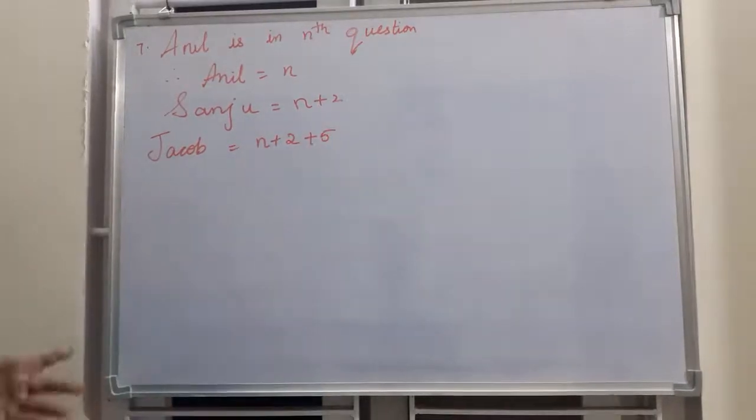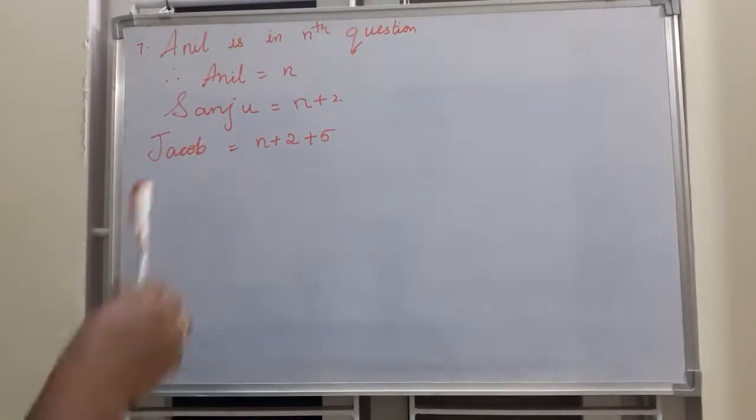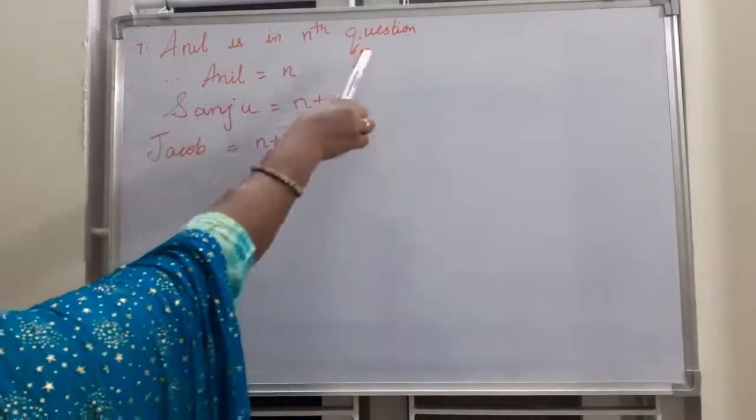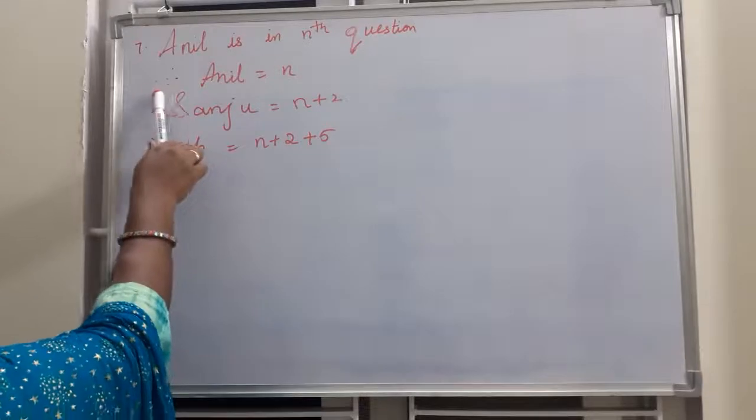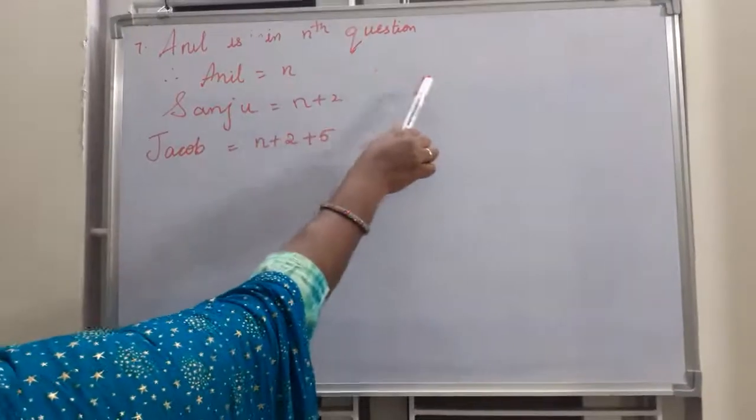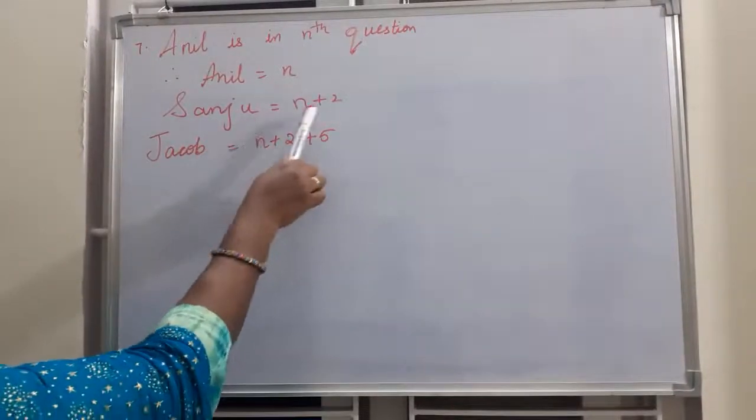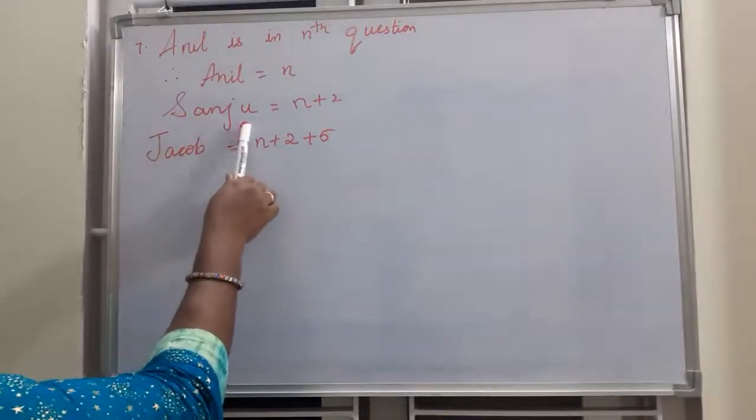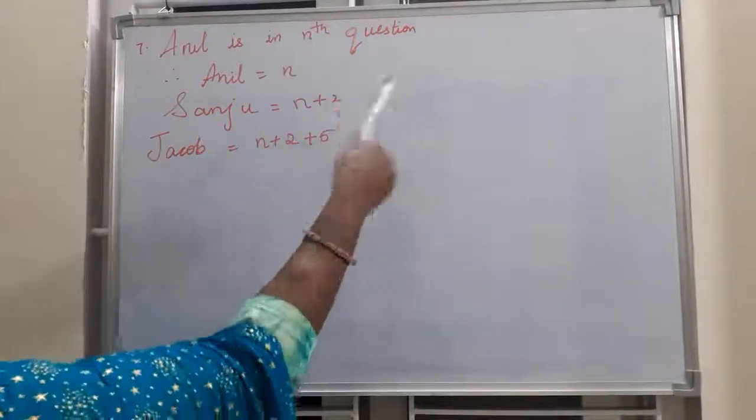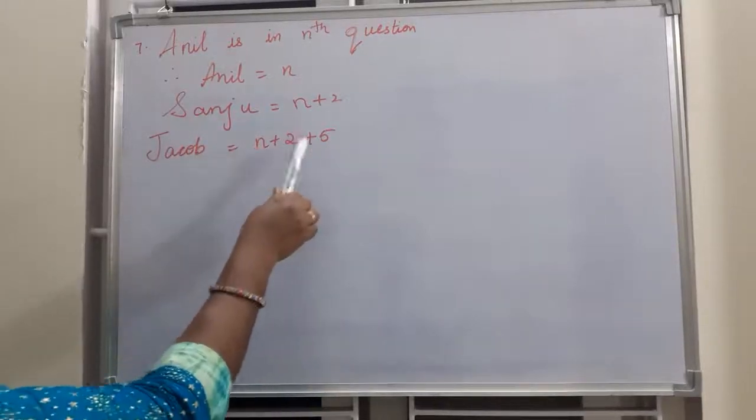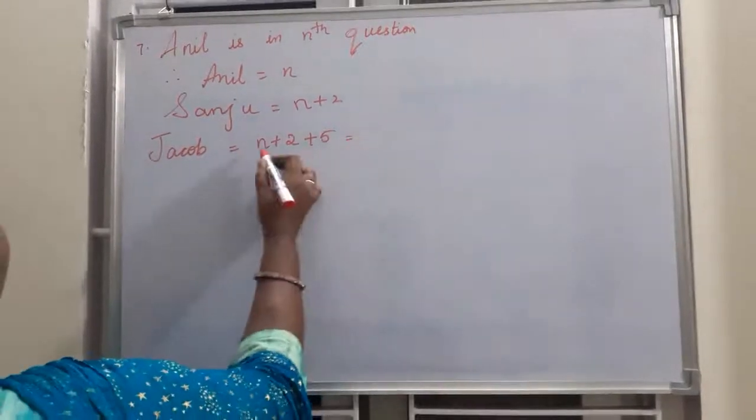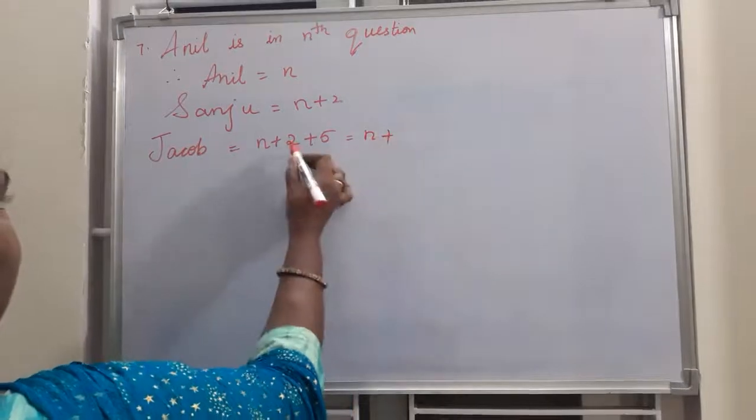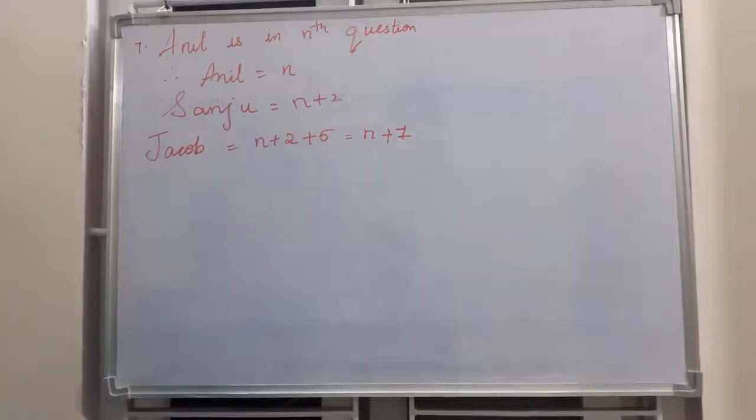Or if you want, for everything you can write statements, children, like how I wrote Anil is in the nth question. You can write one more statement: Sanju is 2 questions ahead of Anil, therefore Sanju is equal to n plus 2. Next, you can write one more line: Jacob is 5 questions ahead of Sanju. So n plus 2 plus 5, like that also you can write. So n plus 5 plus 2 is 7. So Jacob is in the n plus 7th question.